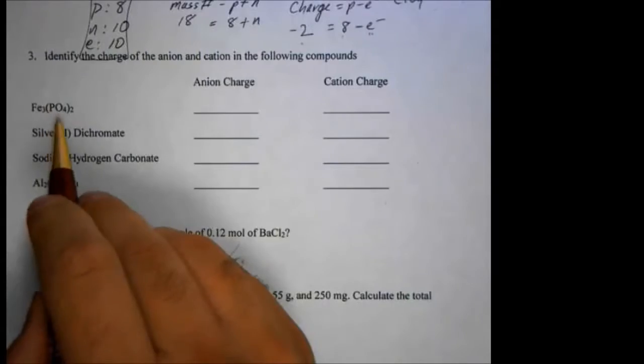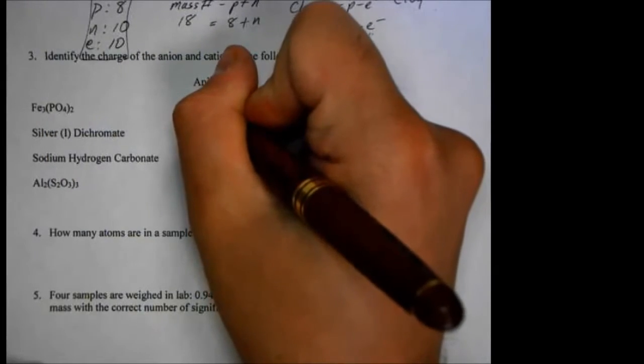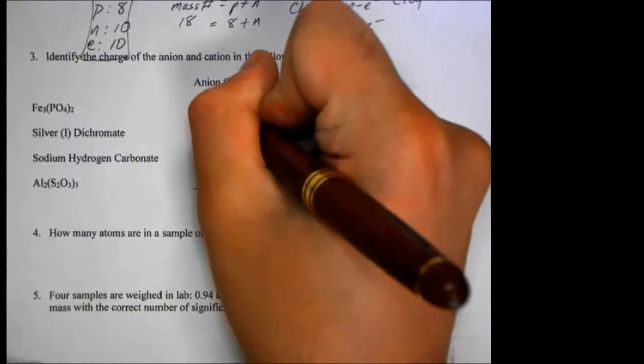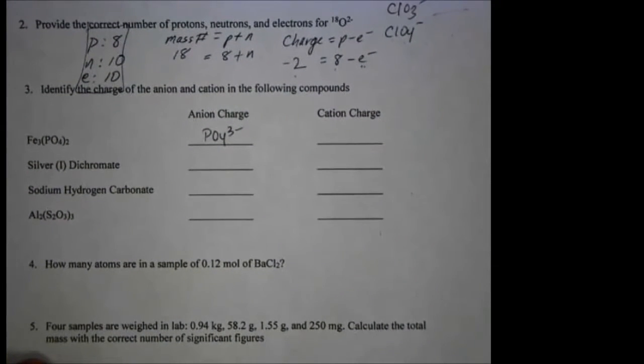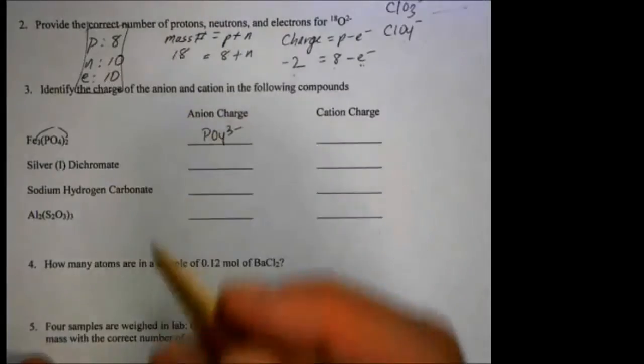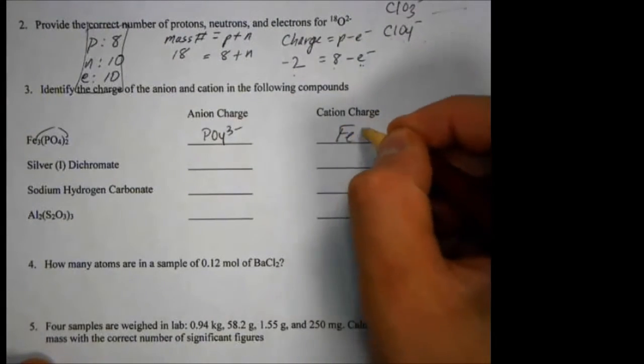So we know that phosphate already, so our anion is PO4 3-. That makes life easy by remembering that the phosphate from the polyatomic anion chart is 3-. So then all we have to deduce is the charge on iron, and if we do this flip-flop method, in this case the cation charge is going to be Fe2+.